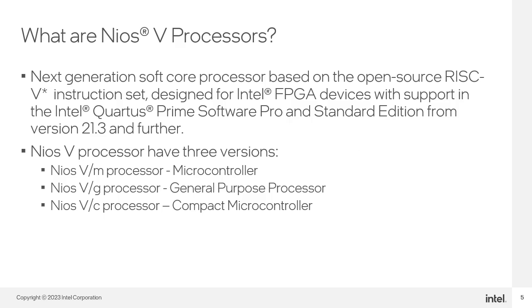Nios V processors are Intel's next-generation soft-core processor based on the open-source RISC-V instruction set, designed for Intel FPGA devices with support in the Intel Quartus Prime Software Pro and Standard Edition from version 21.3 and further. Currently there are 3 versions available for Nios V supported with different applications. Nios V-M processor with microcontroller suggested use, Nios V-G processor as a general-purpose processor with custom instructions, and Nios V-C processor as a compact microcontroller.